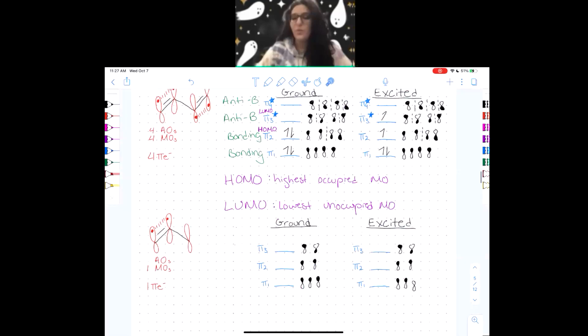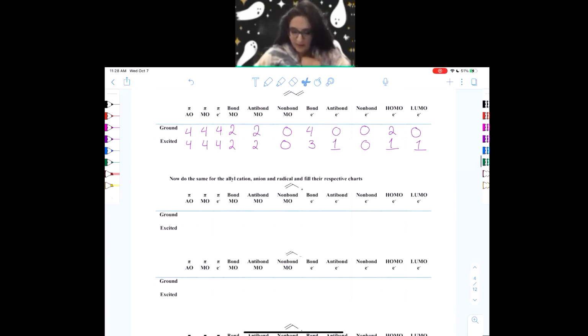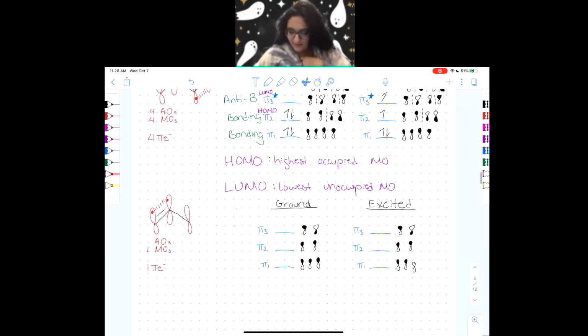So now we're going to do the exact same thing, but we are going to do it for the anion, the cation, and then the radical. And I'm just going to zoom up to see which order I put it in. So, okay, cation first. That's easy peasy. So when we have a cation, what charge do we have?